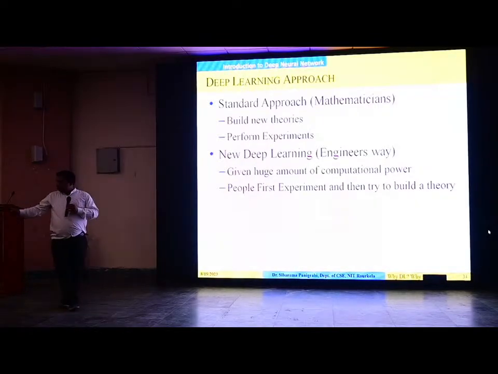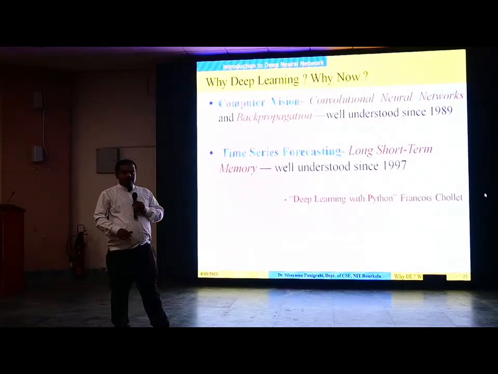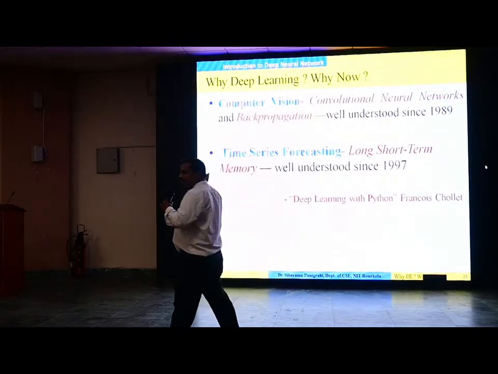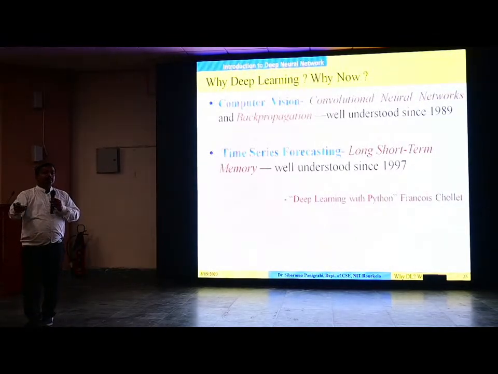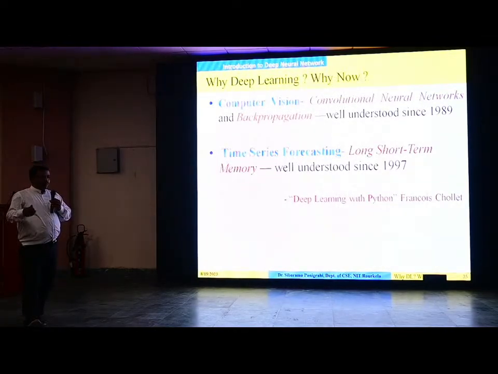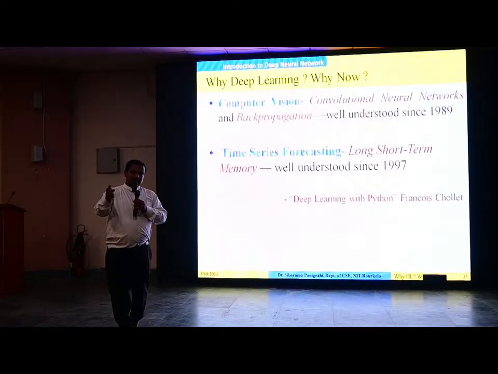Okay. So you see, computer vision. So in computer vision, we are using convolutional neural networks, but that is well understood since 1989. But sir, why it has become popular after 2010? Why not during 1989? What was the problem? Time series forecasting, your speech recognition, all those things what you are doing. Long short-term memory that is widely used, that is well understood since 1997. But why not then and why now?